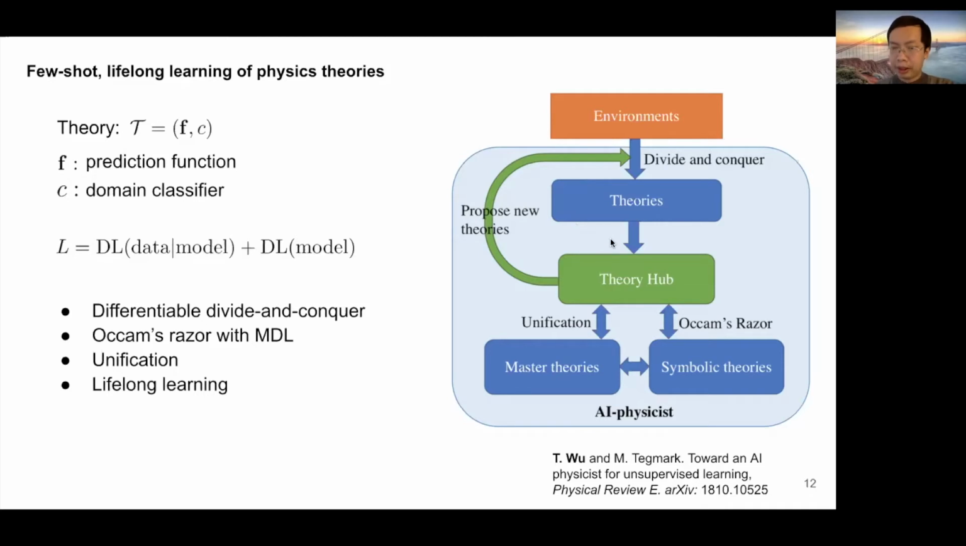In this way, the agent can continuously accumulate more and more theories. It also has two other components: simplifying the theories using Occam's razor, as well as unification, which combines similar theories into master theories that can generate these theories by changing some parameters. Overall, this whole thing is trying to minimize an objective: the description length of the data given the model, as well as the description length of the model. So now we can look at different parts one by one.